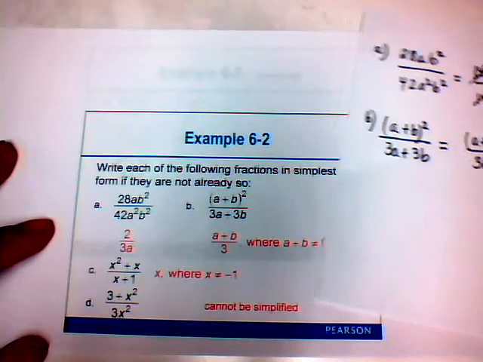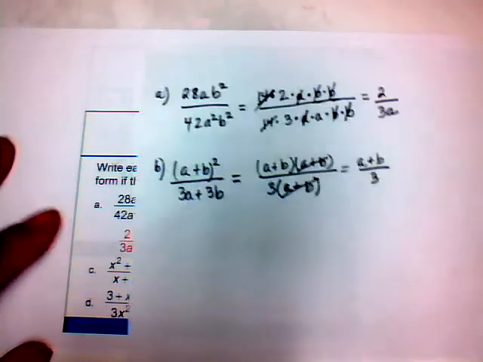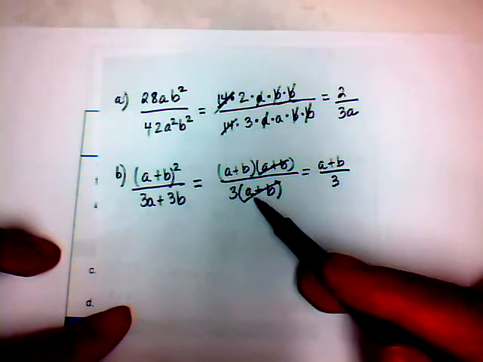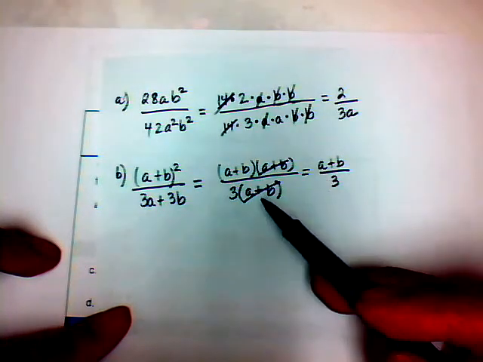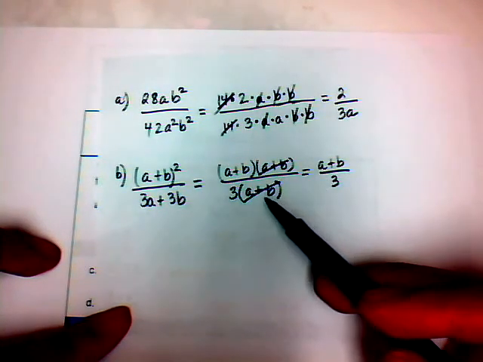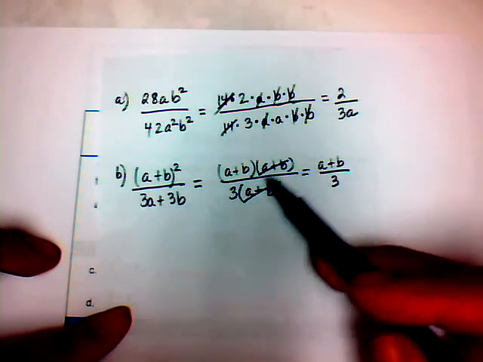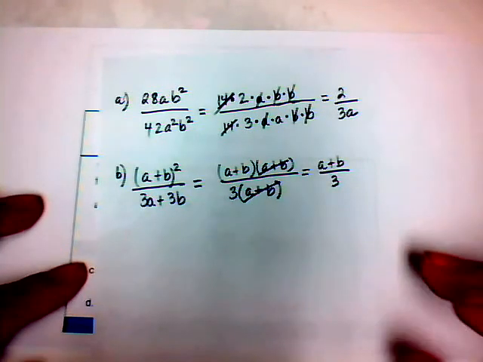And they tell you as long as a plus b is not equal to 0, this will be your answer. So as long as a plus b doesn't give me a sum of 0, that means I can divide this out.